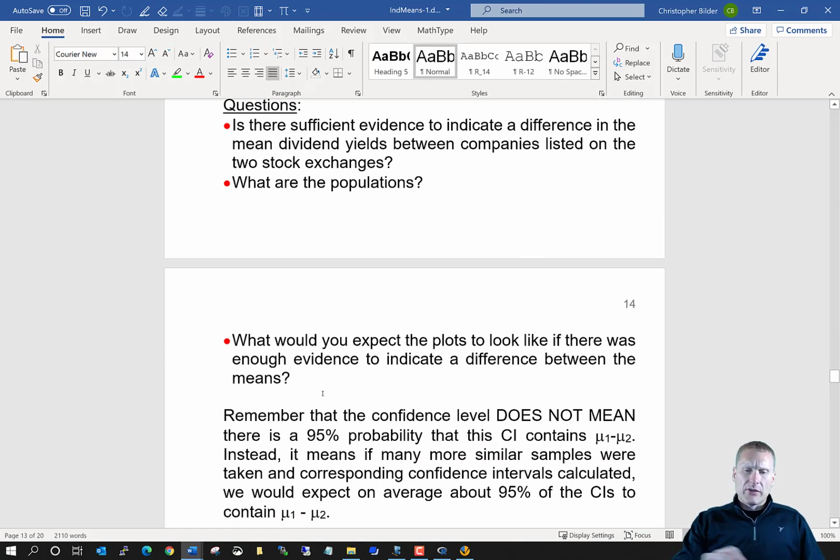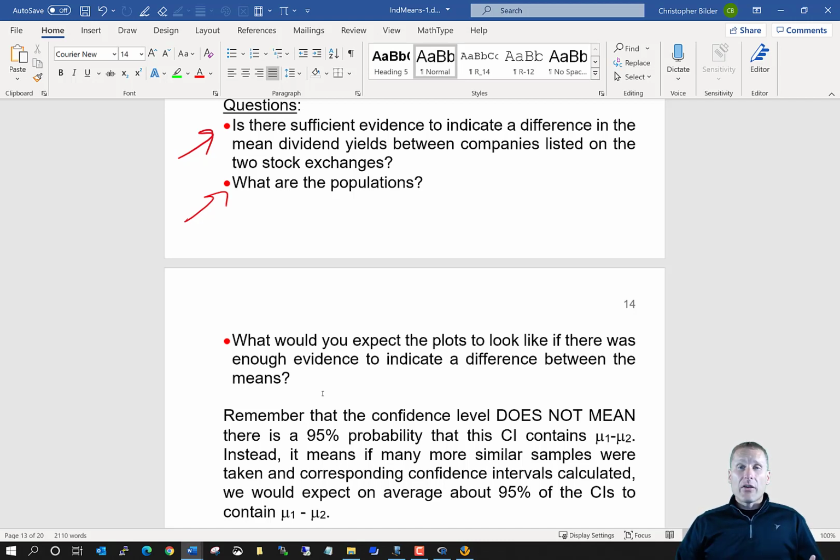So, questions. We've already addressed this first question essentially. Second question, what are the populations? That's a little bit of a tough question here. Obviously, I took my samples from both exchanges, but we know that these dividend yields, and the corresponding prices for these stocks, change from day to day. So what are my populations? Well, the populations were all stocks that were traded on the exchanges on this particular day that I took my sample.